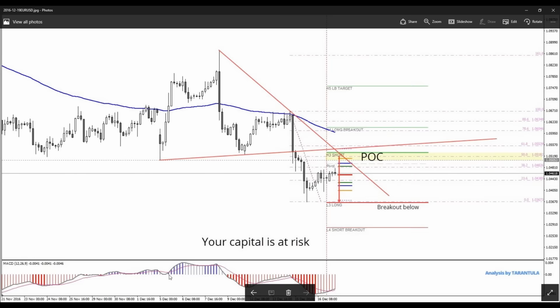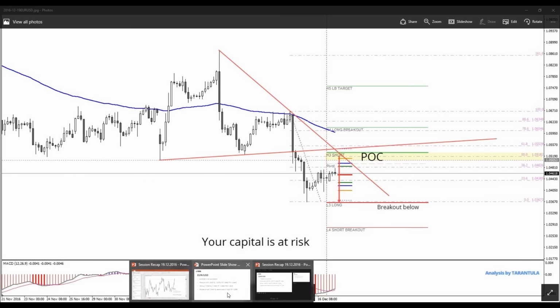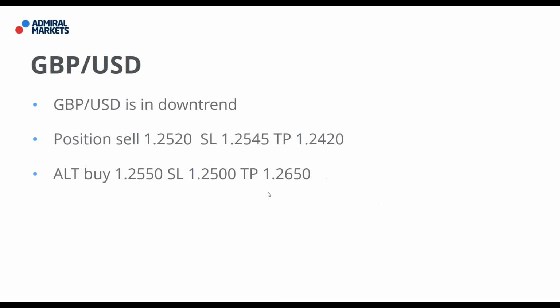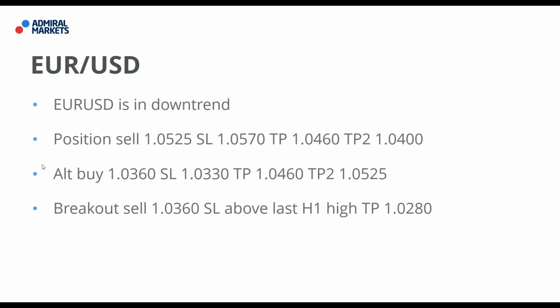Okay, now let's move to the next one. Pound dollar. Okay, sure, no problem. Pound dollar. Position sell 1.2520. 25.45. Okay, this is a typo. Oh yeah, I know this is a typo. I will actually do the slide again.